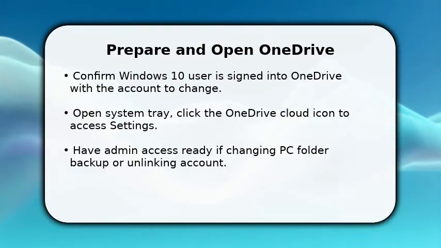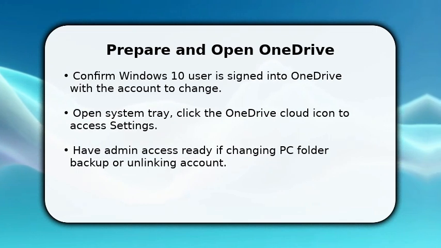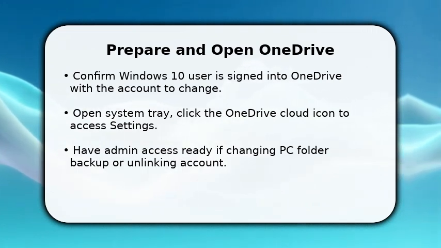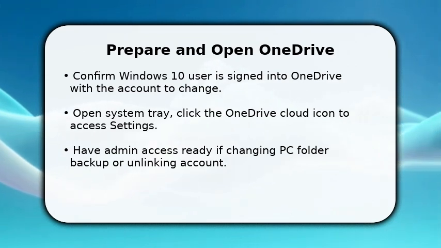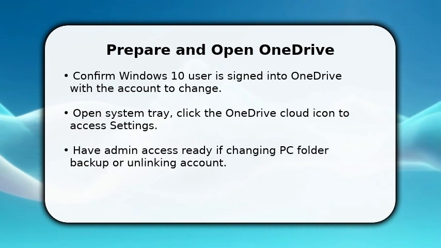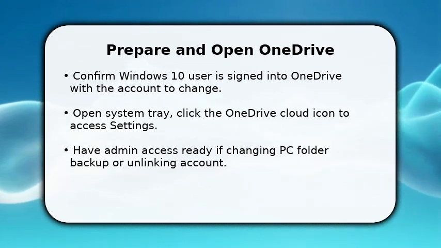You start by opening the OneDrive app from the system tray, locate the cloud icon at the lower right and click it. Once done, choose Help and Settings, then Settings to reach backup controls. Make sure you are signed into the correct account because changes apply to that profile.